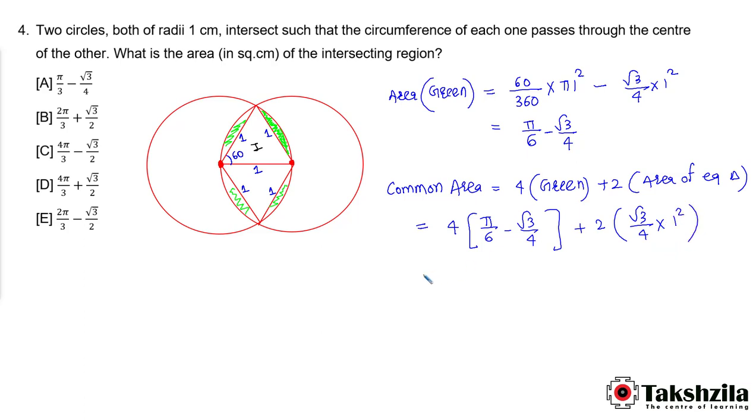So let's solve this. This is going to be 2 pi by 3 minus root 3 plus root 3 by 2. So if you solve this further, what you will get? You will get 2 pi by 3. If you take root 3 common, it is 1 by 2 minus 1, which is minus 1 by 2, that is minus root 3 by 2. So which option is this? 2 pi divided by 3 minus root 3 by 2. Option E is our final answer here.